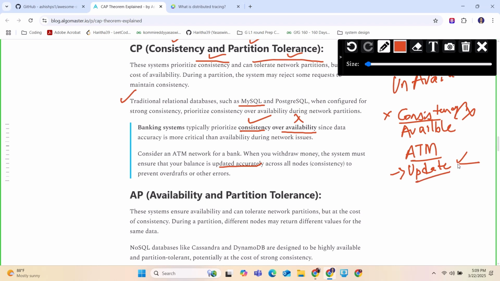Suppose you take availability over consistency. If this update does not happen in some node, you will have a balance mismatch. You can be credited or debited incorrectly, but you will always have access. But access is not the important part here, this is. So consistency is important here.